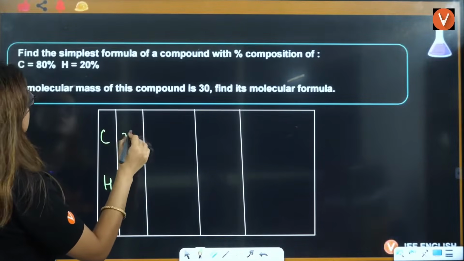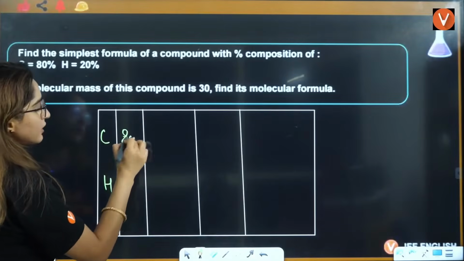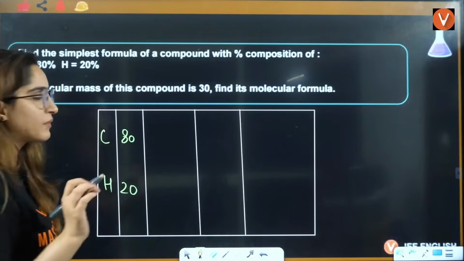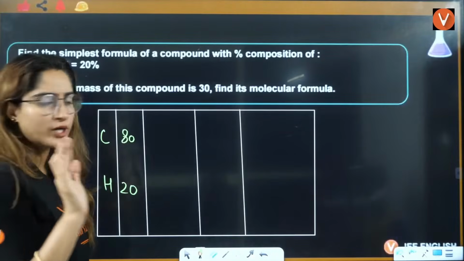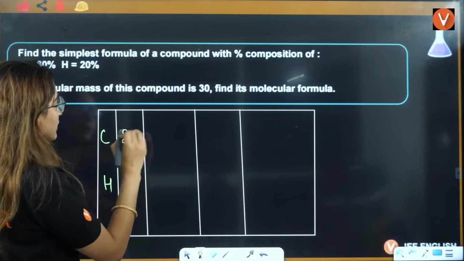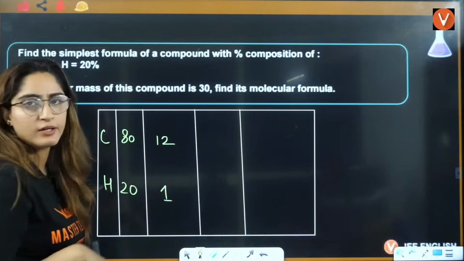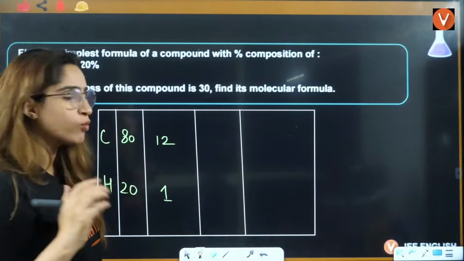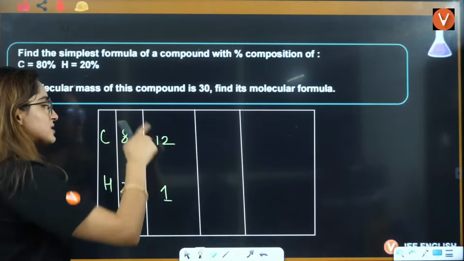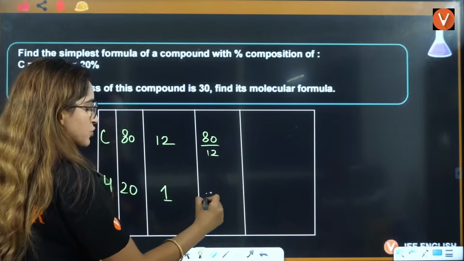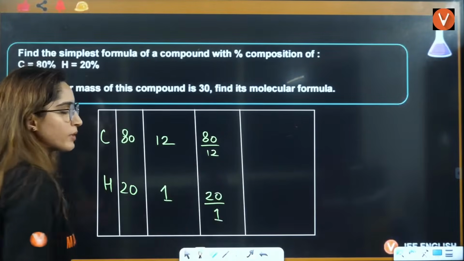Okay. Now, if I say, I'll just write it down directly, this is carbon and this is hydrogen. Carbon, it is 80%, so I'll write it 80. This is 20%, I'll write it 20. Right, overall it is 100, so good. Right, now the atomic mass will be 12 here, here atomic mass will be 1. Now you have to calculate the moles. That is percentage divided by atomic mass, 20 percentage divided by atomic mass.